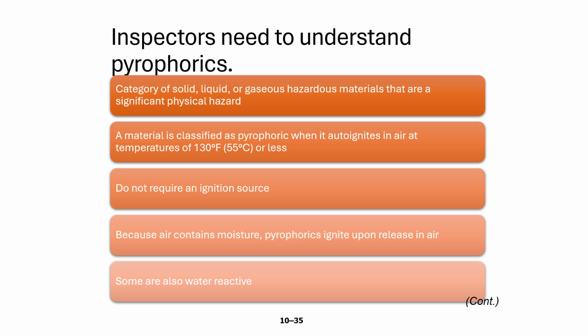Pyrophorics are a category of solid, liquid, or gaseous material that can produce a significant physical hazard. When we look at a pyrophoric material, it's classified when it autoignites in air at temperatures of 130 degrees Fahrenheit or less. It doesn't need an ignition source, just simply the release of material in an atmosphere where the air or oxygen can cause the autoignition.